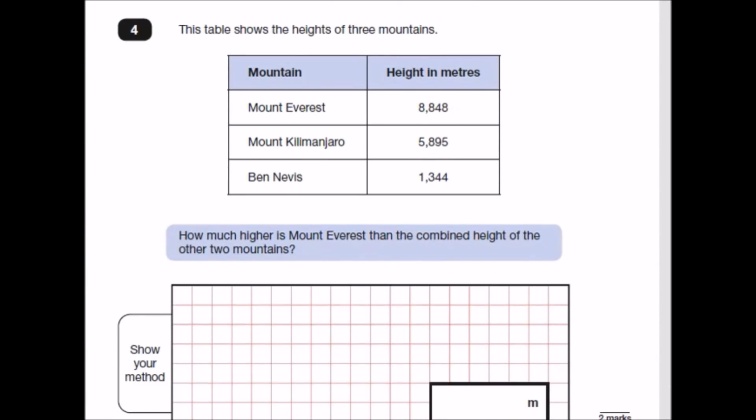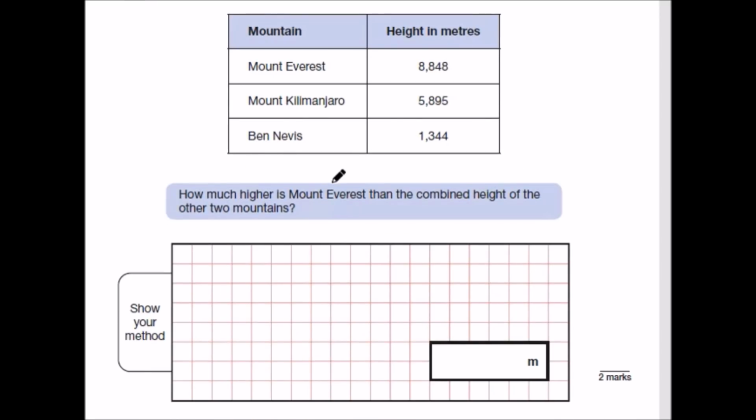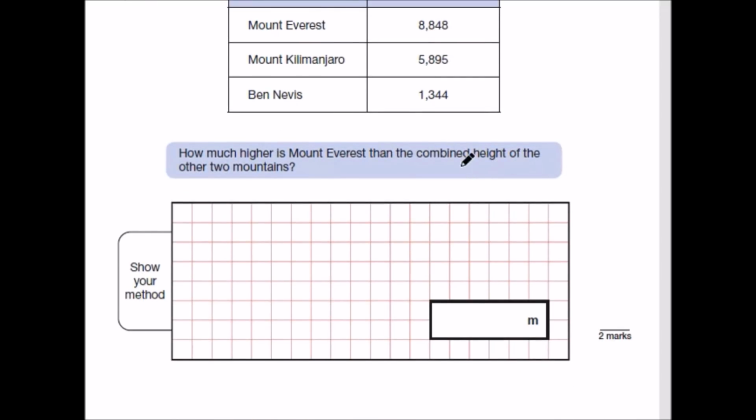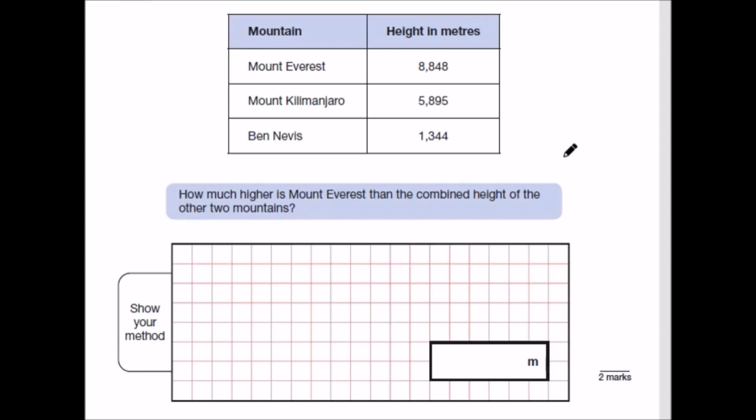So far, so good. So number 4. This table shows the heights of 3 mountains. Ooh, so you got Mount Everest, Kilimanjaro. Oh, that's quite tall. And Ben Nevis. Looks about right. How much higher is Mount Everest than the combined height of the other 2 mountains? So we want to firstly combine these 2 mountains, Mount Kilimanjaro and Ben Nevis, and subtract it from Mount Everest. So let's add up the 2 mountains first.